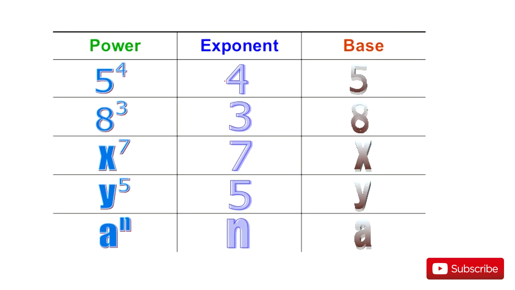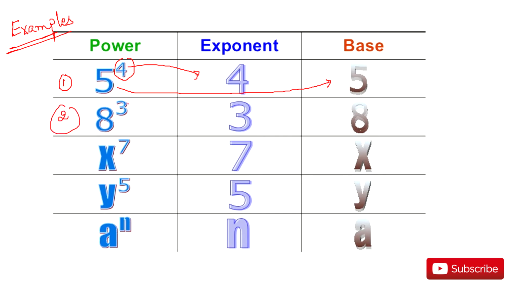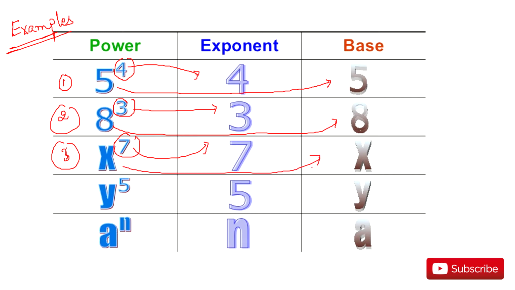These are some of the examples where I have identified what are power, what is exponent and what is a base. If I talk about the first example, that is 5 to the power 4. Here obviously 4 is the exponent and 5 is the base. Come to the second one, 8 to the power 3. Here 3 is the exponent and 8 is the base. Let's come to the third one, x to the power 7. So 7 is the exponent and x is the base.